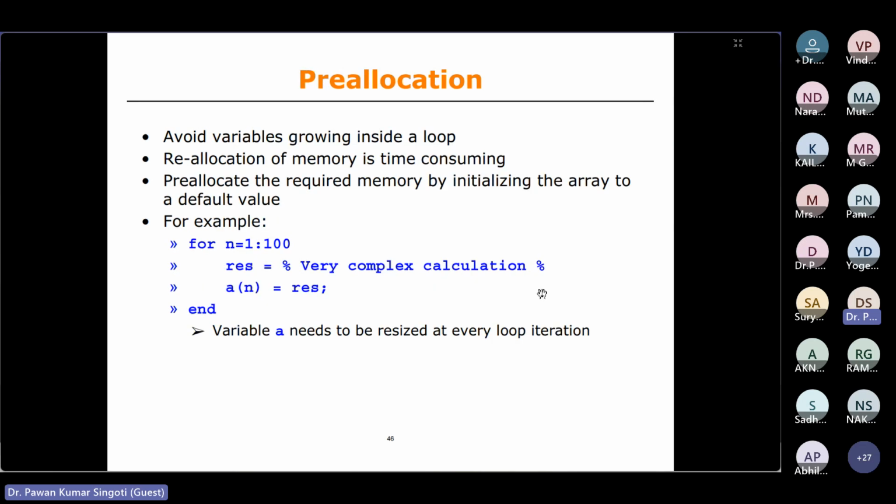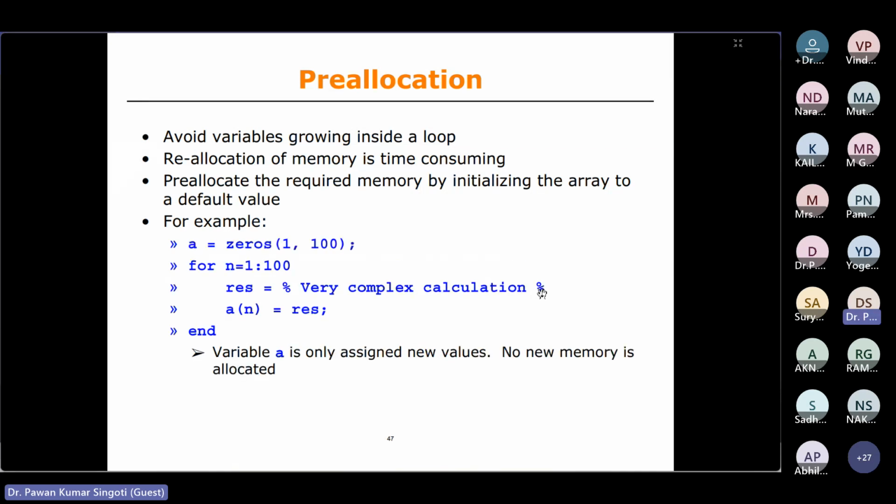Pre-allocation is also one of the important points. Avoid variables growing inside a loop. Unnecessary variables are sometimes created, so we can remove these variables. Reallocation of memory is very time consuming. Pre-allocate the required memory by initializing the array to the default value. These are some examples of pre-allocation.